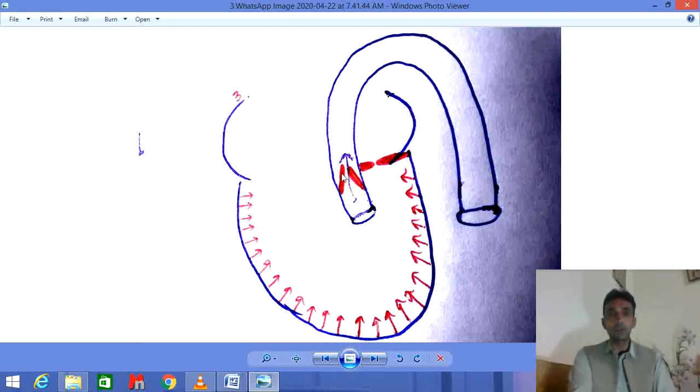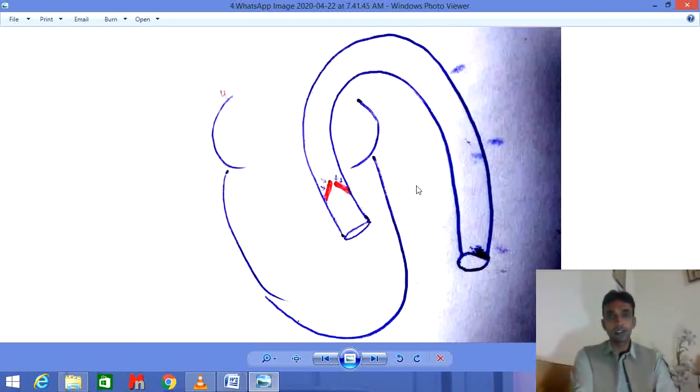This is the semilunar valve, and this semilunar valve is opened after the isometric contraction. During the ejection period, this valve becomes open, this valve becomes closed, and the blood is pushed toward the aorta or the pulmonary trunk. So this is the ejection period of the heart.